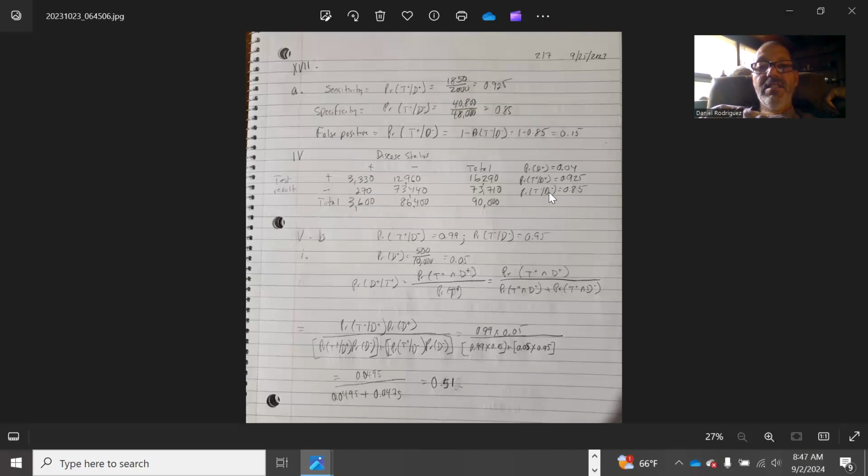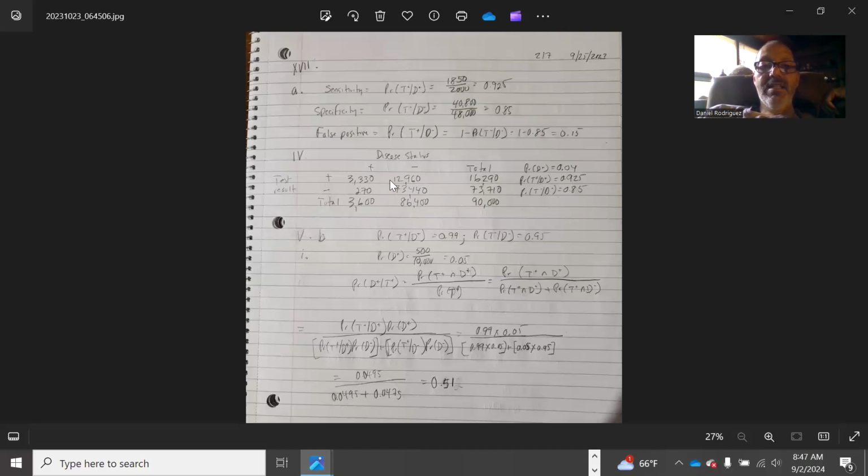Let's go to the specificity. Specificity 0.85, probability of testing negative given one is disease negative. So we know that 85% of these true negatives, people who don't have the disease, will test negative. So it's 0.85 times 86,400. We get 73,440. The difference between these two would be the remaining 12,960, and those are our false positives. So now we're almost done.